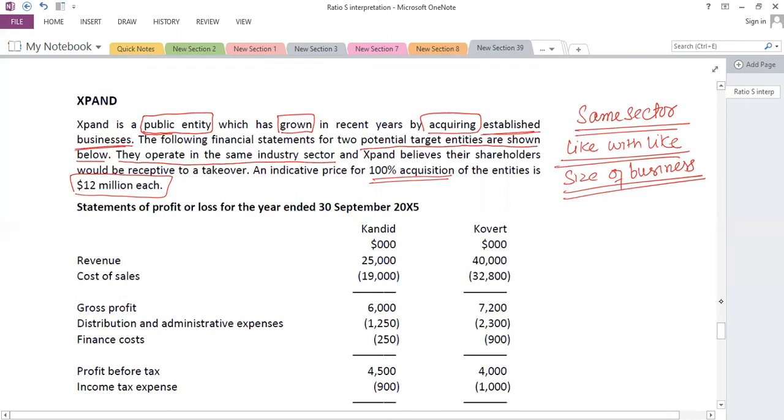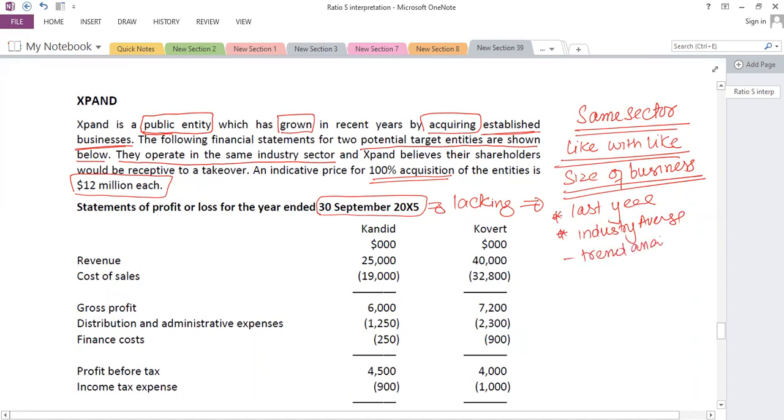Now we have been provided with the balance sheets of 2 companies, but for just 1 year. This is a lacking, right? This is a lacking in analysis. At least you should have last year's information. I'm highlighting my concern: last year's information, some industry information, some trend data, some trend analysis. So that will help me in deciding what to do.